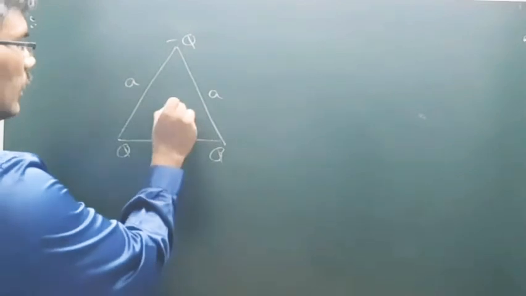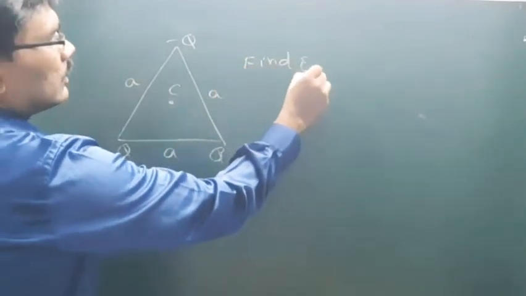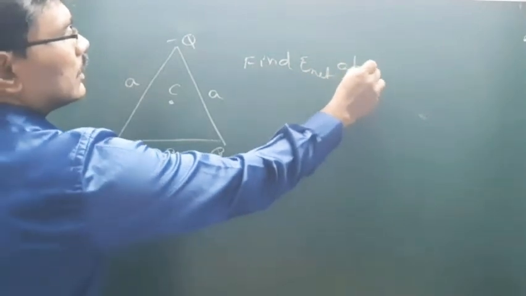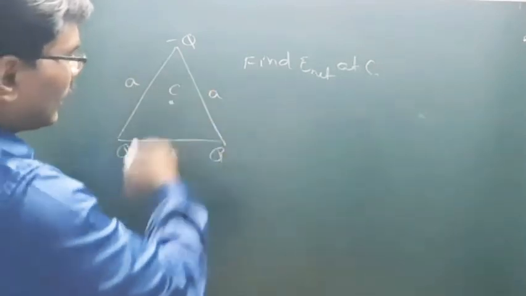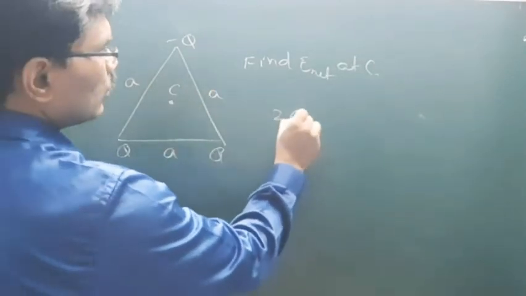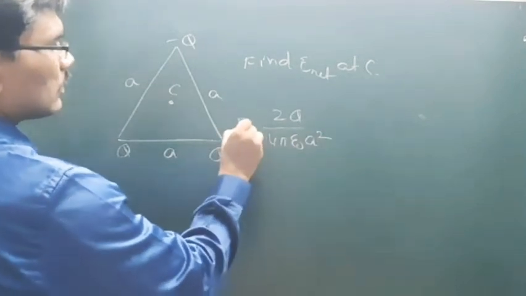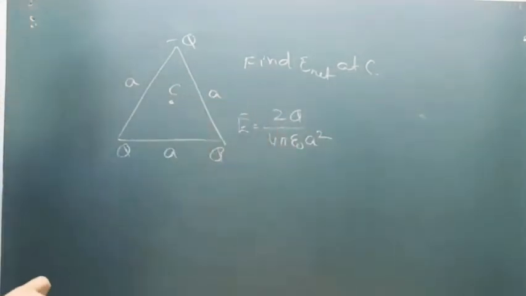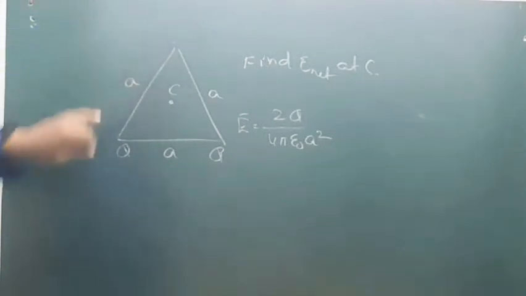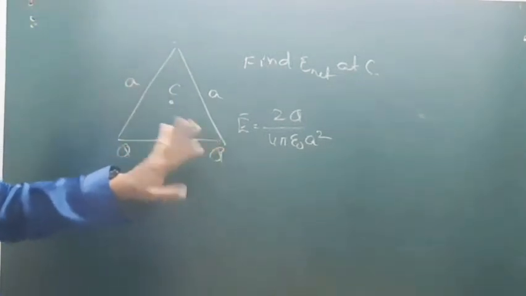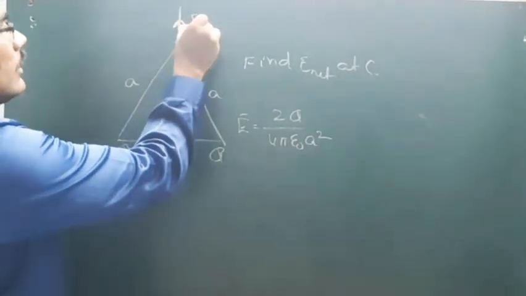Now, what is the net electric field at point C? Find E net at C. Now, how to find it? No need to do any process, directly I can say it is equal to 2q divided by 4 pi epsilon naught A square. How? Okay, now forget about this minus Q charge. If only these two charges are considered, then what are their fields? The field will be exactly in this direction.